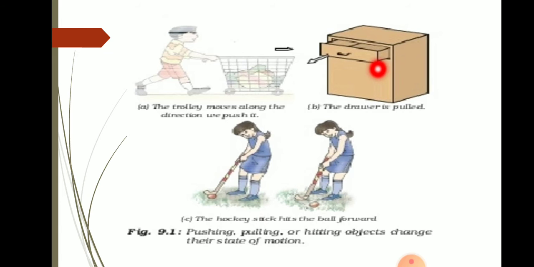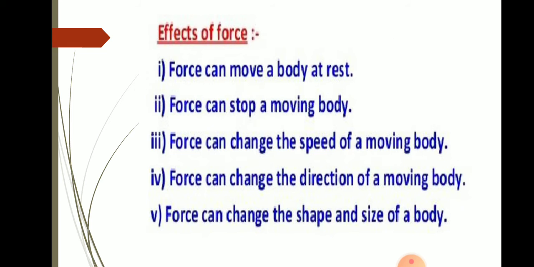In the same way, the drawer is pulled. That means we are applying a force. So in that direction, the drawer is opening. You can see the arrow mark. In the same way, here you can see the hockey stick hits the ball forward. So we are applying a force on a hockey stick and it applies a force on a ball. So the ball starts moving. So what causes motion here? In all these cases, it is the force which causes motion.